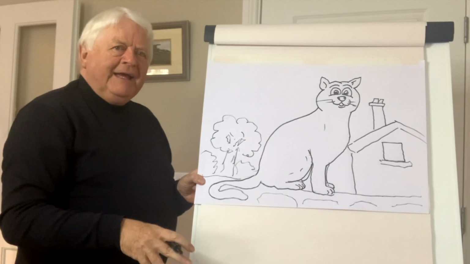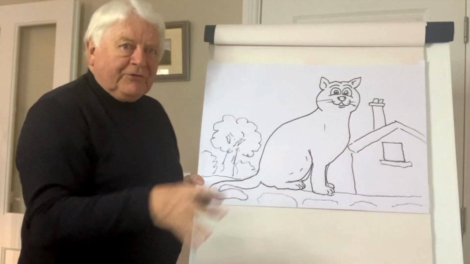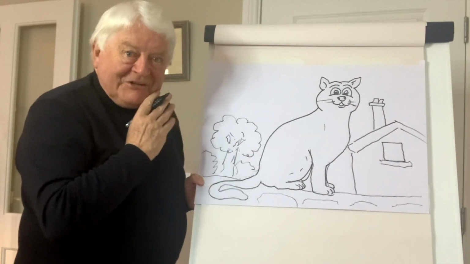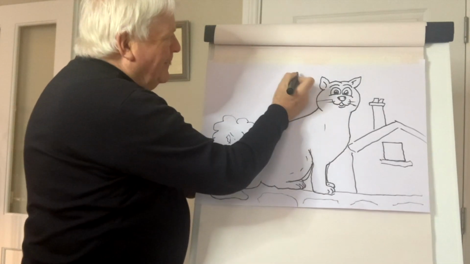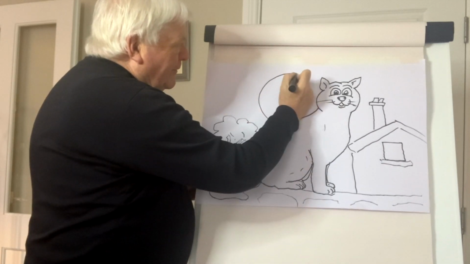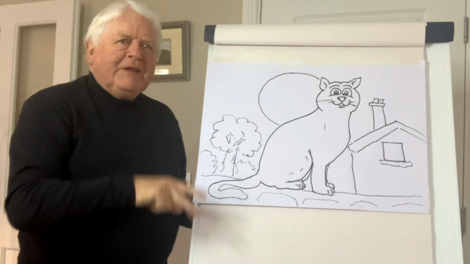And by the way, if you find it difficult to draw a circle, just use a plate. I'll just do it very quickly. So that's how to draw the cat.